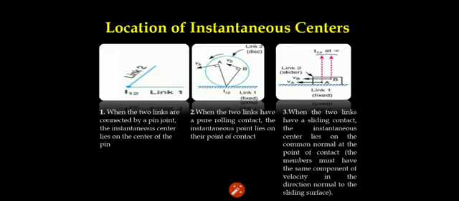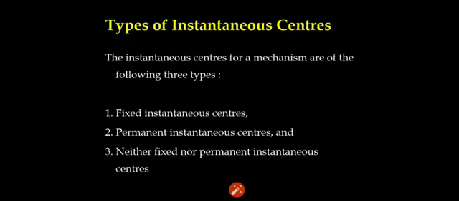These are some examples. Coming to the next point, that is types of instantaneous centers. There are three types of instantaneous centers. One is fixed instantaneous center, second is permanent instantaneous center, and the third one is neither fixed nor permanent instantaneous center. So we'll see them one by one.